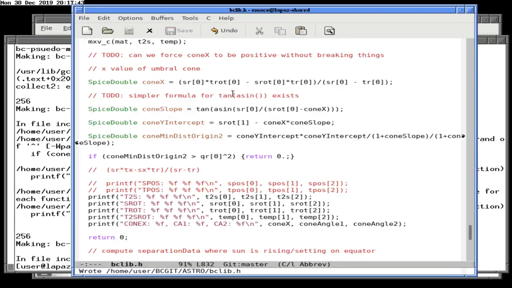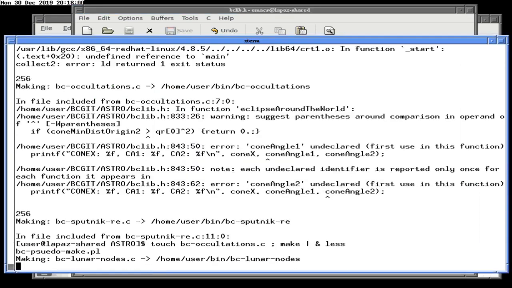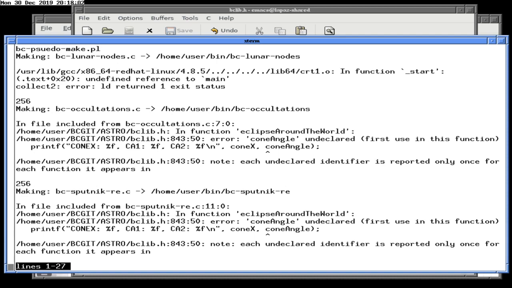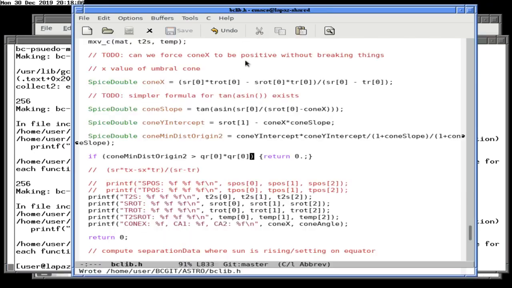Okay. Oh, and here we just want to print the cone angle from now on. Suggest parentheses. Oh, flippin' hell. I think it's because we have a binary operator there, so the order of operations is screwed up. Cone x, cone angle. Oh, we don't even bother to compute. Right, cone slope. We decided the angle's not really useful to us, the slope is.